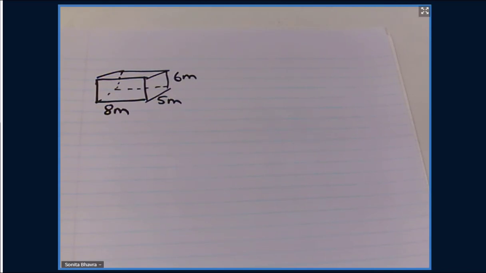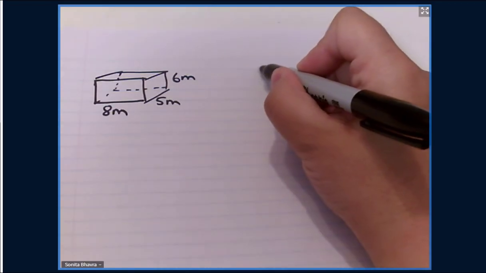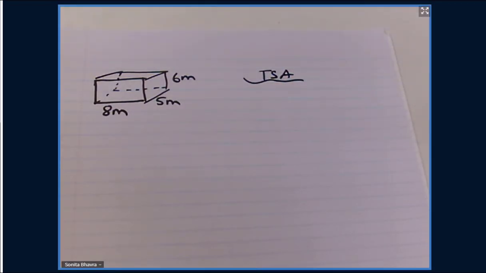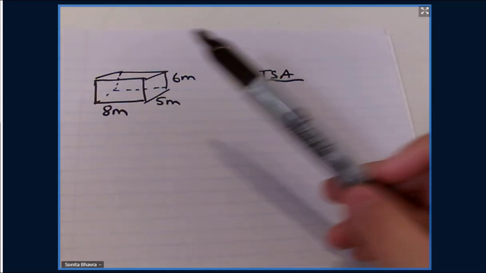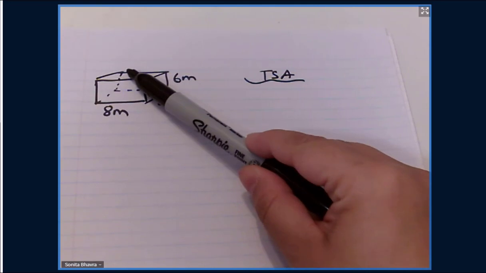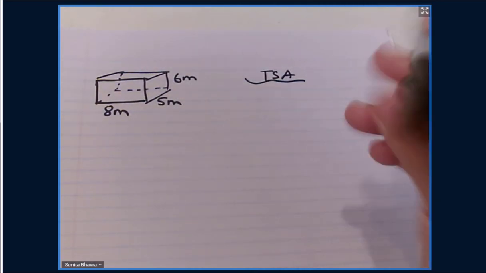Okay, so we're looking at this example. We have a rectangular prism, and we need to calculate the TSA as well as the LSA. So total surface area, we'll calculate first. The TSA is total surface area. All right, so length times width. So this face here and this one behind it, there's two of them.